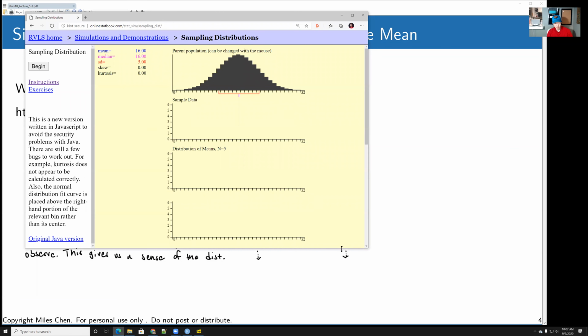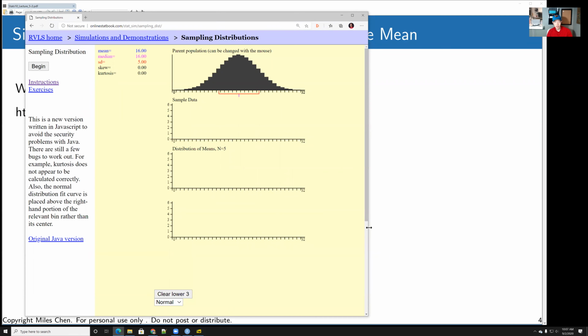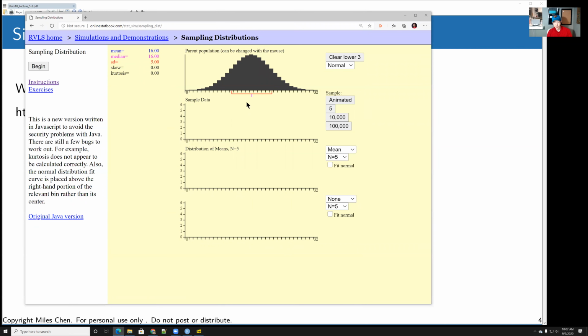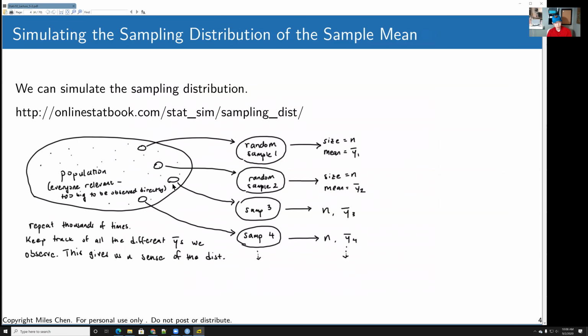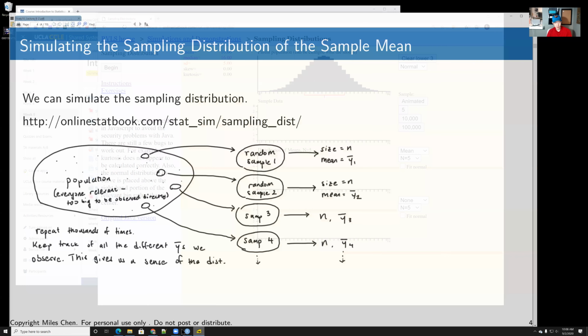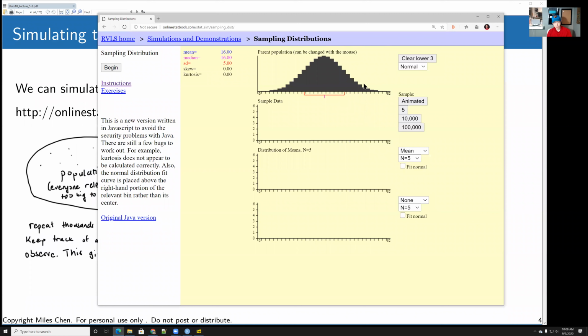What I'm going to do here is, this top histogram represents the population distribution, not the sampling distribution. This is everybody. This thing up here represents the big population over here. From this parent population, I'm going to start by taking samples of size 5.